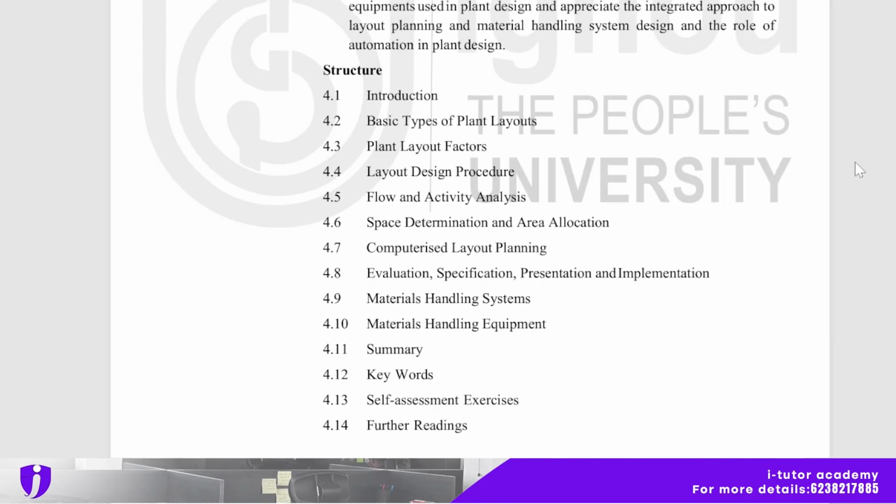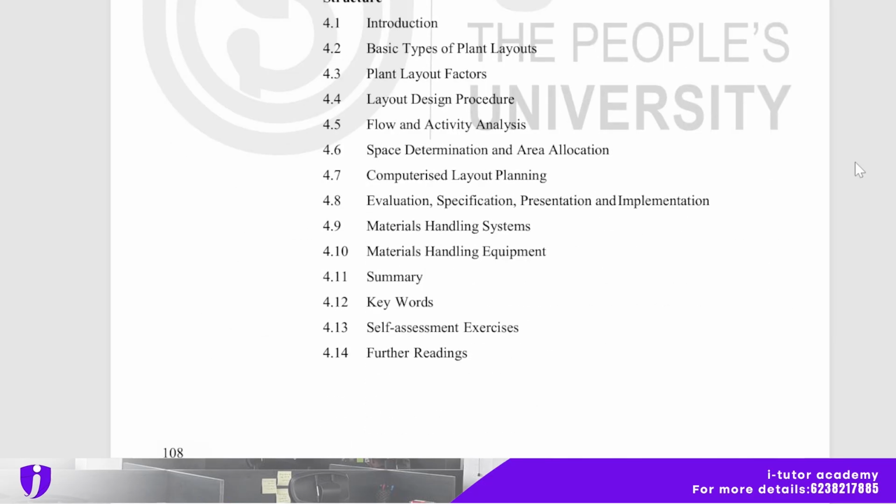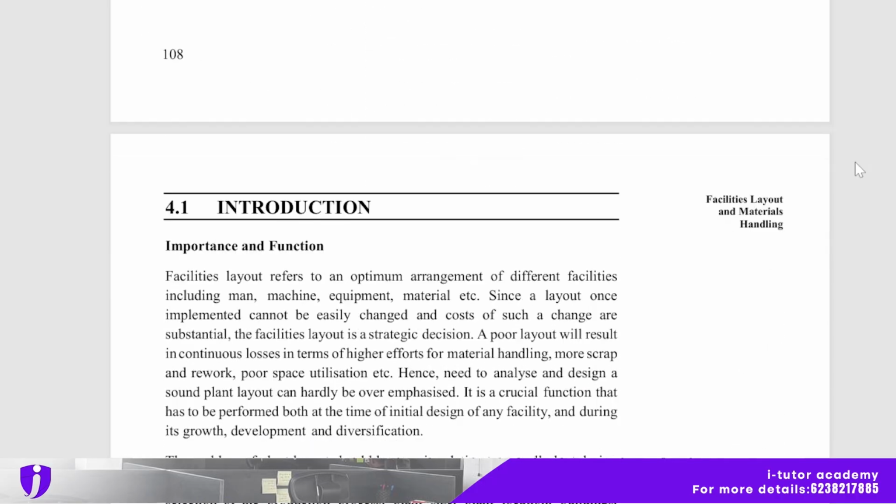And the structure: there is an introduction and basic types of plant layouts, plant layout factors, layout design procedure, flow and activity analysis, space determination and area allocation, computerized layout planning, evaluation, specification, presentation and implementation, materials handling system, materials handling equipment, summary, keywords and self-assessment exercises, and further reading also. So this is the structure of this unit.